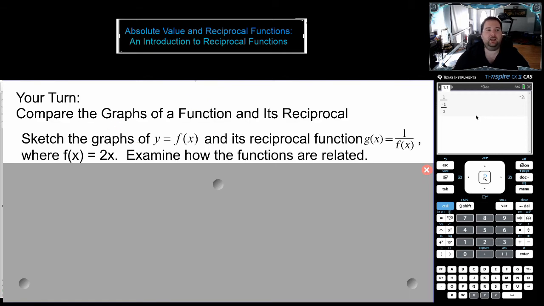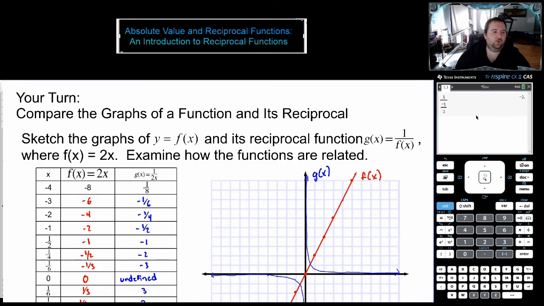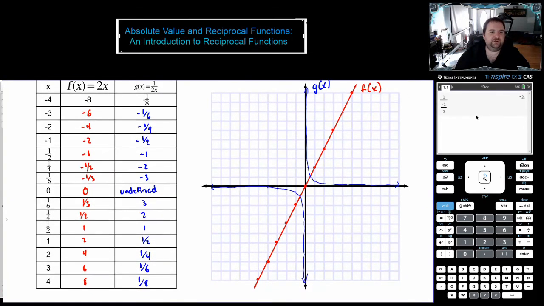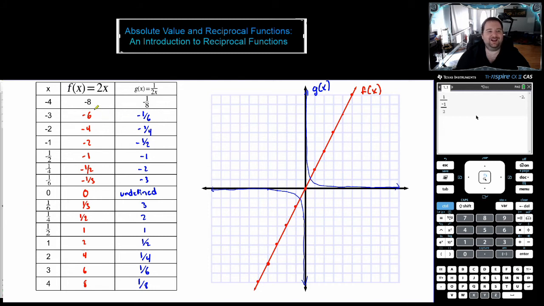Okay, welcome back. Let's go through the solution. So the first thing you should have done is made your table of values. You can go ahead and check it with this, right? And you should have then tried to graph it. So your f of x is just a line, right?